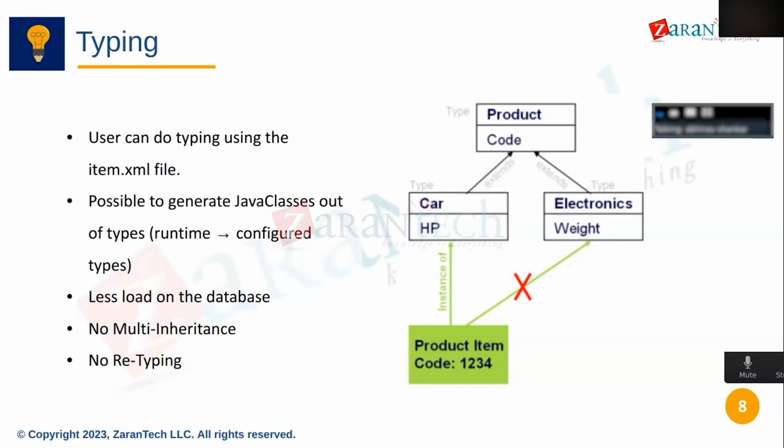Correct. So product is a super class, parent class. Inside that, car is coming, electronics is coming. But the product item level does not belong to electronics. Those are product-specific items related to car. Product is a parent class, but the subclasses are car and electronics. Subtypes, you can say.